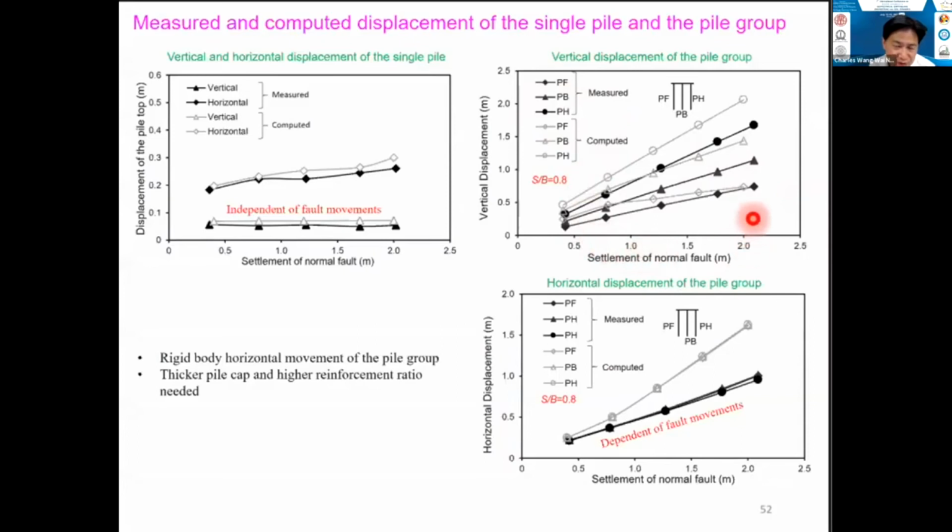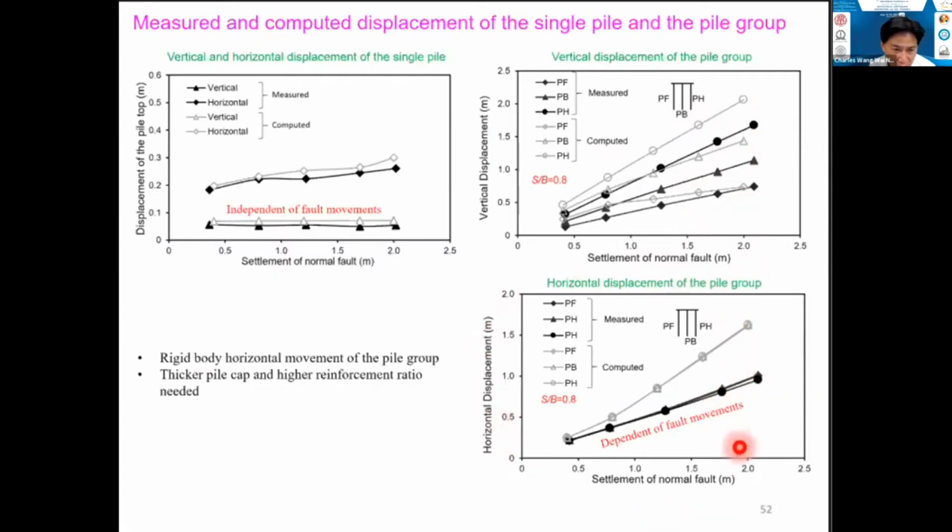Although the measured and computed are not identical, and the computed ones tend to predict more than the measured ones, the general trend for the pile group is quite different from the single pile. For the pile group, the vertical settlement of each individual pile corresponds in some way to the settlement of the normal fault. When the normal fault increases, the difference between the measurements also increases.